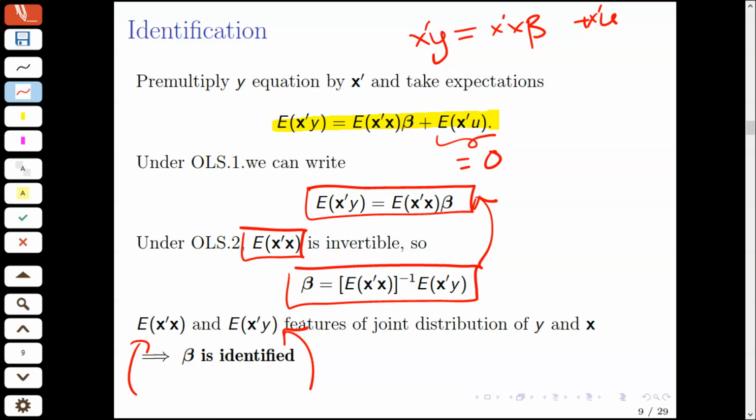Both of those components are features of the joint distribution of y and x. So, in other words, if you were to give me the joint distribution of y and x, then I could calculate those two objects. Since we can express beta as solely features of the joint distribution of y and x, beta is identified, which just means that if you were to give me all the data in the world, then I could recover beta from the joint distribution of y and x.